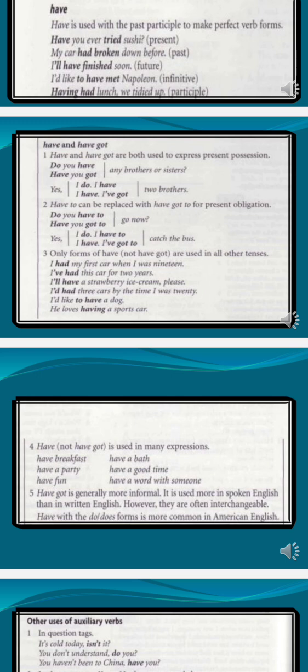Number three, only forms of have, not have got, are used in all other tenses. I had my first car when I was 19. Another example, I've had this car for 2 years. I'll have a strawberry ice cream, please. I'd had 3 cars by the time I was 20. I'd like to have a dog. He loves having a sports car.